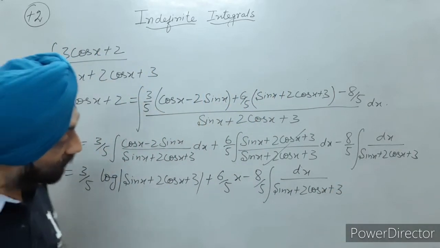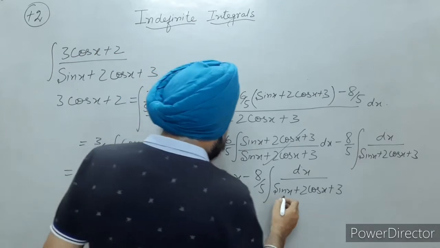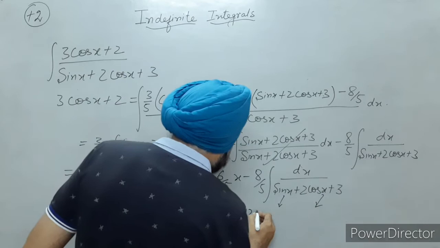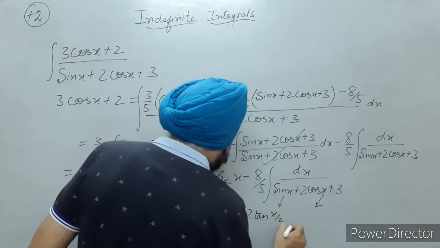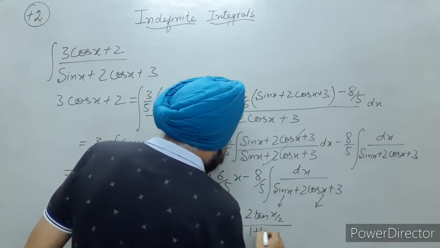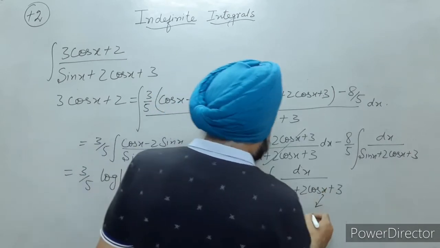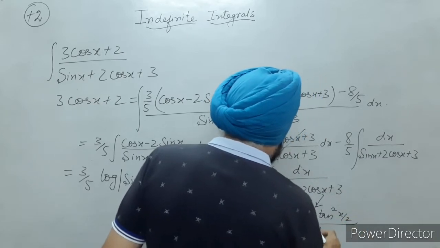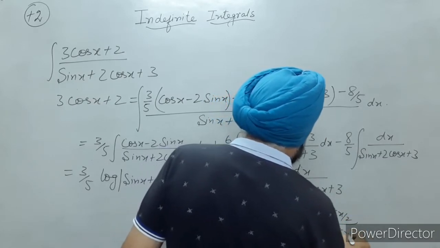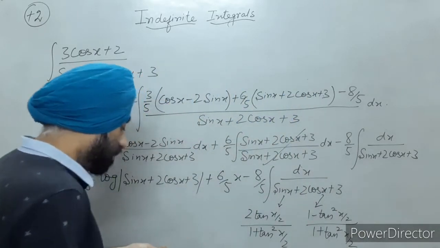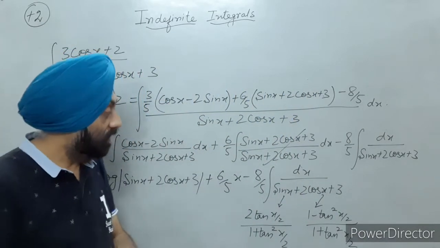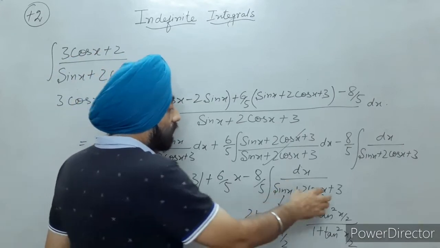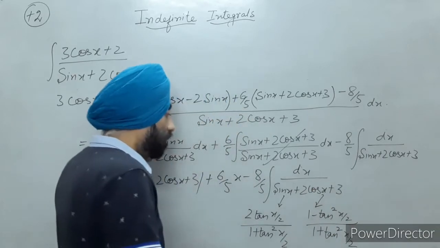Now this is again the type where we will substitute sin x and cos x in terms of tan x by 2. That is, sin x is 2 tan x by 2 over 1 plus tan square x by 2, and cos x is 1 minus tan square x by 2 over 1 plus tan square x by 2. This is the type we have already discussed. It can be solved by writing sin x and cos x in terms of tan x by 2. Then what will we do?